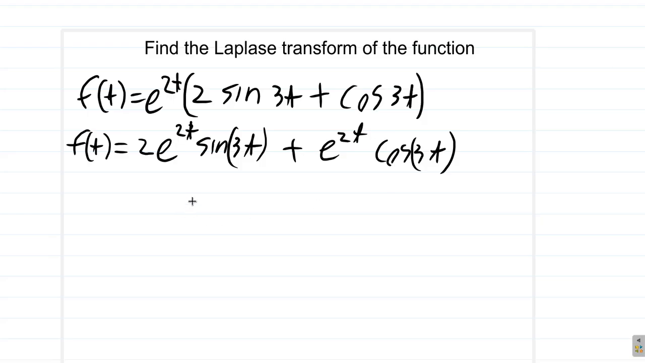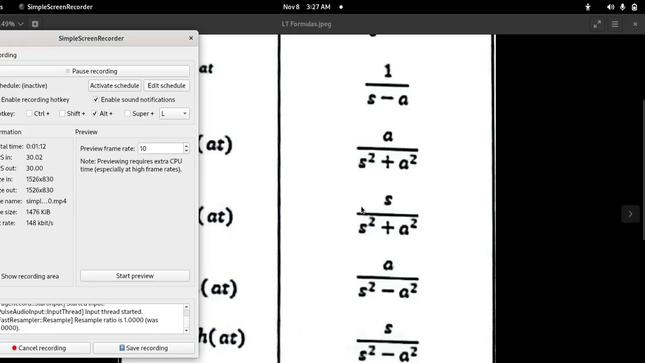Now, here, we know that when we have e to the power of a number times t, we're going to apply the first shift theorem. Let's look at our formula sheet and see what it looks like.